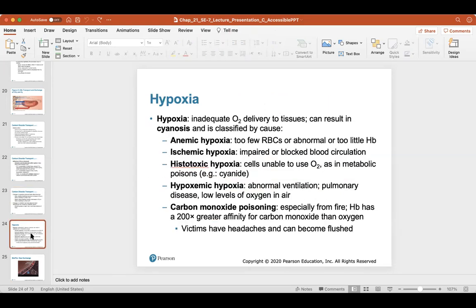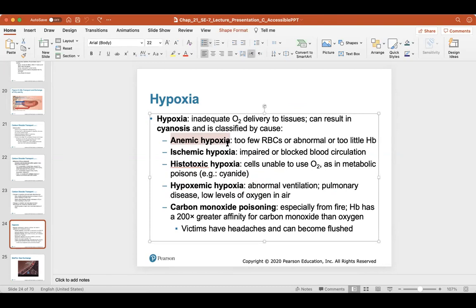Hypoxia refers to inadequate oxygen delivery to tissues. It can result in cyanosis and is classified by a specific cause. Anemic hypoxia is when there are too few red blood cells or abnormal or too little hemoglobin. Ischemic hypoxia refers to impaired or blocked blood circulation. Histotoxic hypoxia refers to when cells are unable to use oxygen, as in metabolic poisons like cyanide. Hypoxemic hypoxia refers to abnormal ventilation, pulmonary disease, or low levels of oxygen in the air.